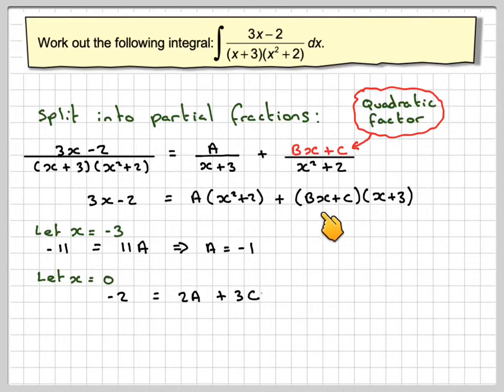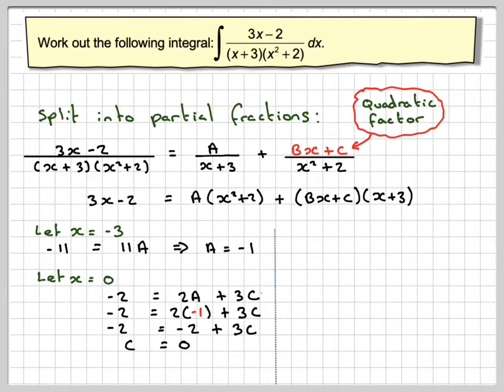Look, so when you expand this, you get Bx squared plus 3Bx plus Cx. All those terms will be equal to 0 if you let x equal 0, and you're just left with the constant term, which is 3 times C. We've already got A, so we'll put it in here. So we get -2 is equal to 2 times -1 plus 3C. So we get -2 is equal to -2 plus 3C, which means that C would have to be equal to 0 for that to be true.